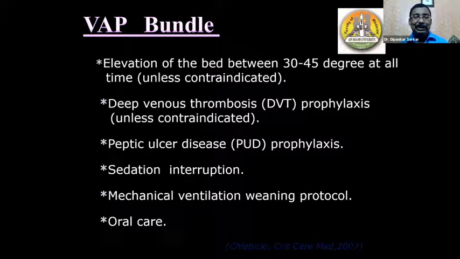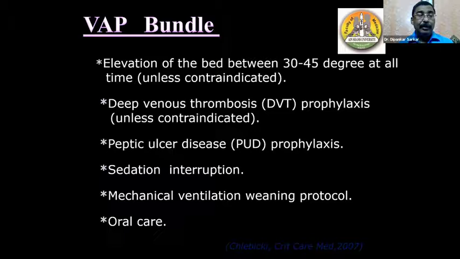Before you are comfortable talking for 30 minutes, you should make sure that the team makes the patient comfortable and keeps the VAP bundle in place. So what is the VAP bundle? It is the elevation of the bed between 30 to 45 degrees at all times until contraindicated. What do you mean by contraindication? If the blood pressure is too low, then you cannot do this. Otherwise, put it so.